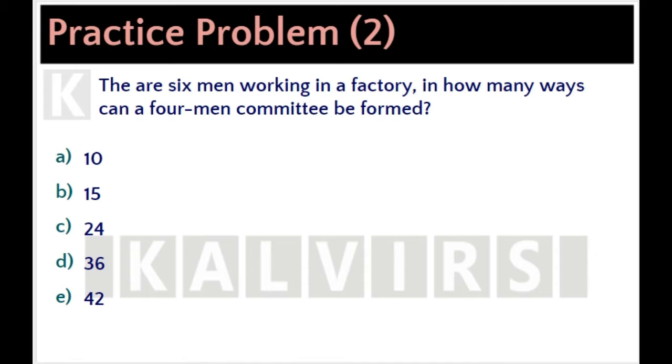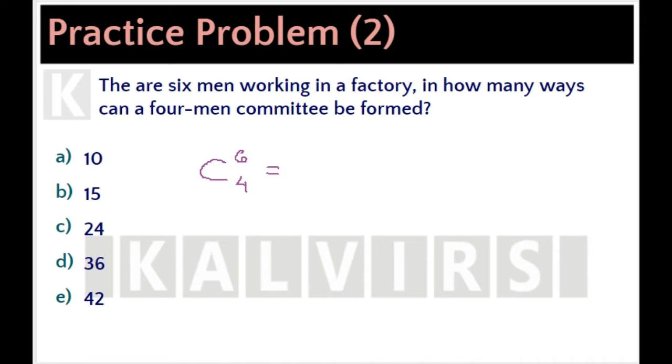There are 6 men working in a factory. In how many ways can a 4-man committee be formed? First of all, is the order of the members of the committee important? Since in a committee the order of the members is irrelevant, this problem involves combinations. Of 6 men, we're choosing 4 of them.